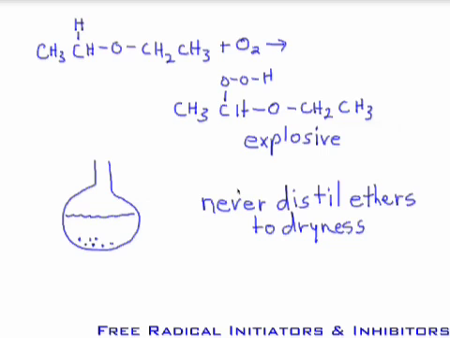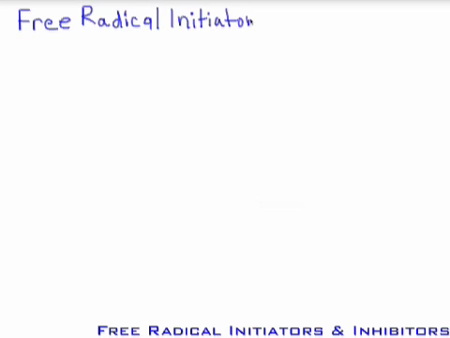Now we're going to talk about radical inhibitors and radical initiators because we want to understand how a radical reaction can be stopped. For example, as in the ether case, we do not want to produce the explosive peroxides. How can we stop radicals? But there are occasions when in the lab you will want to initiate a radical reaction. And you will want to use a radical initiator. So we want to talk now about free radical initiators and inhibitors.